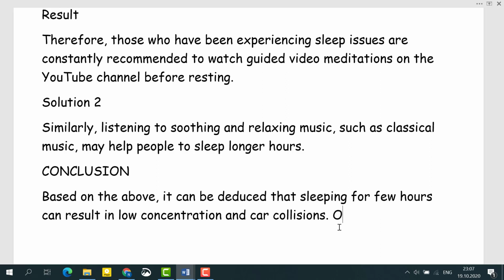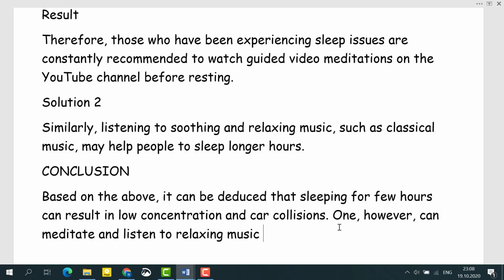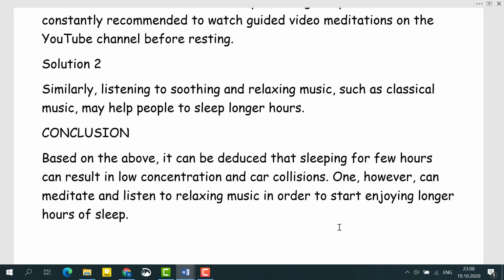Next, one, however, can meditate and listen to relaxing music in order to start enjoying longer hours of sleep. Okay, so in this case, one means a person, an individual.